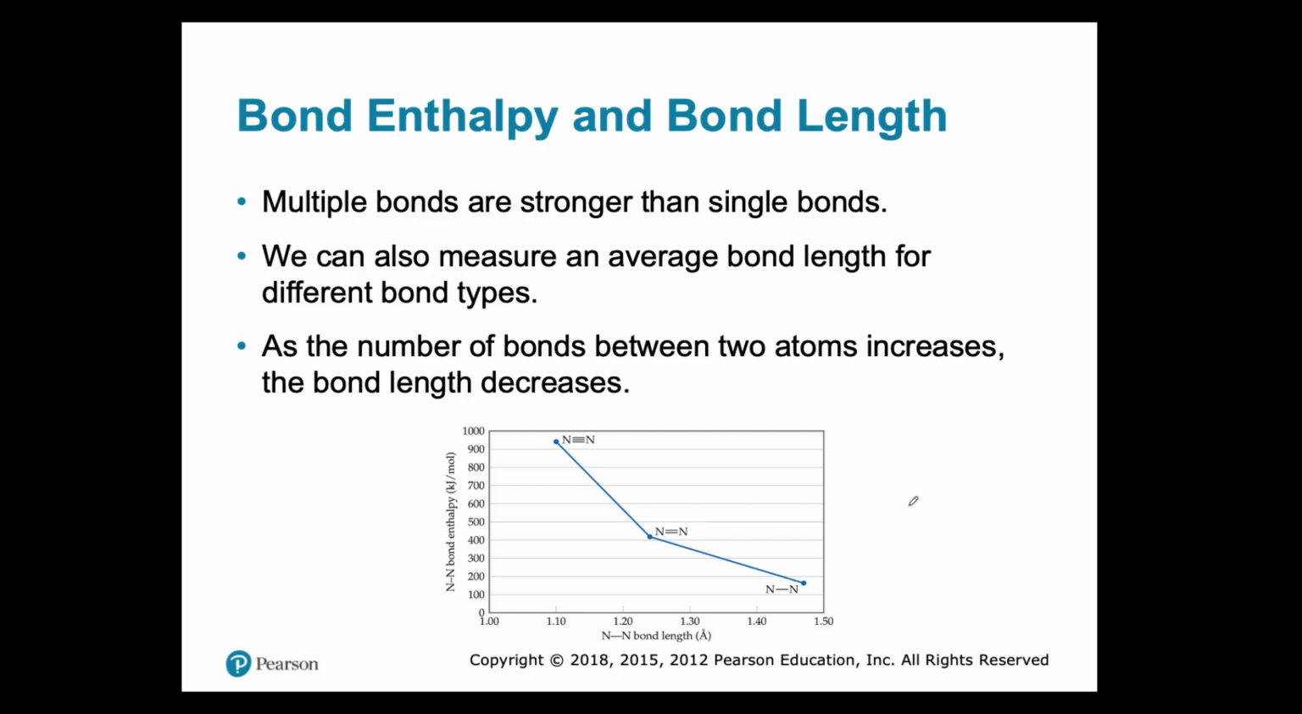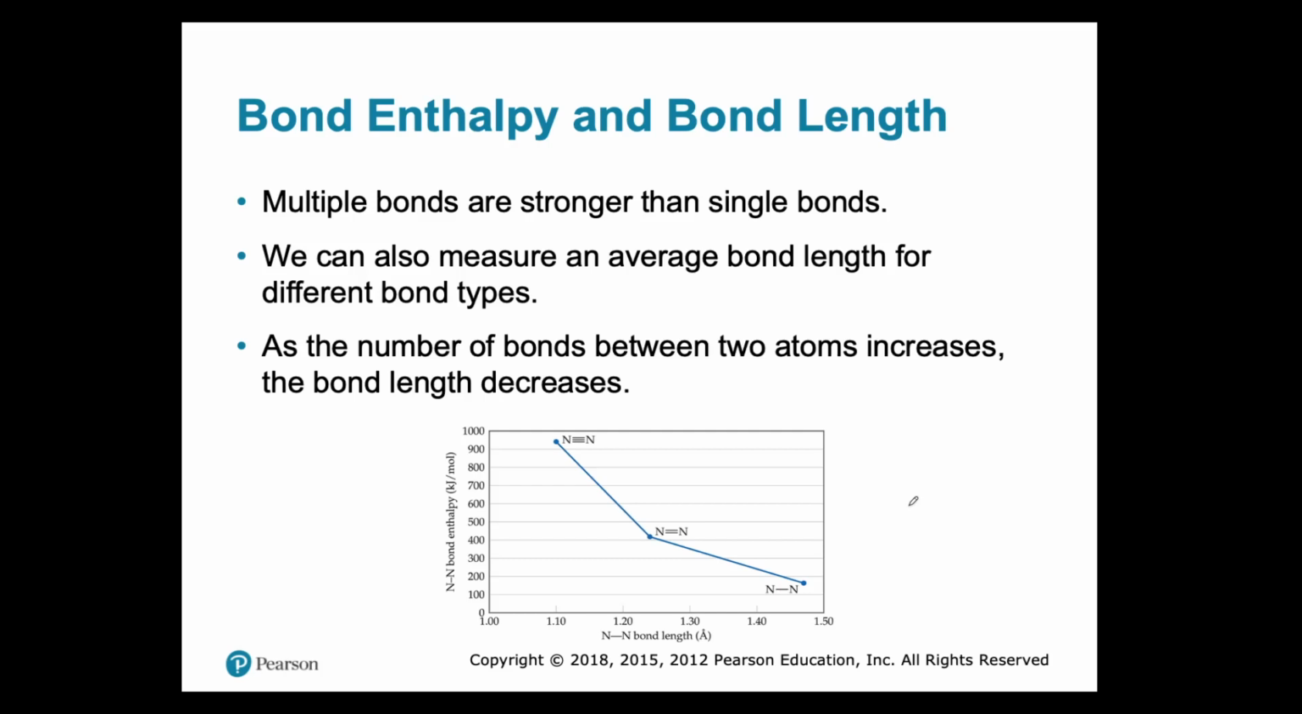I said this last time already, but I'll say it again. The more bonds you have, the shorter the distance is between the two atoms that are connecting, okay? So a triple bond is the shortest, a double bond is in the middle, and then a single bond is the longest. And we're going to see why in a second, right?